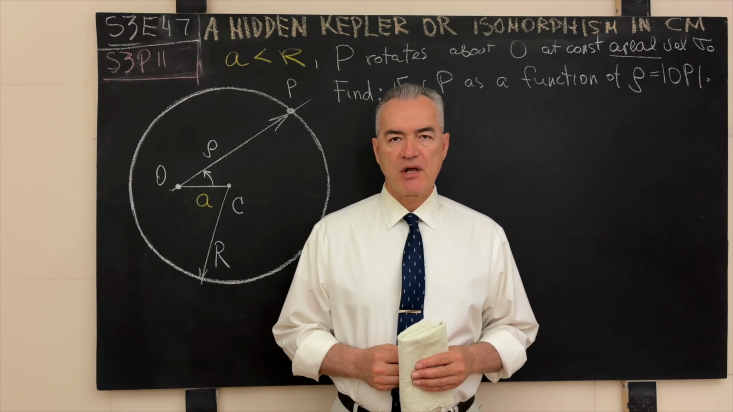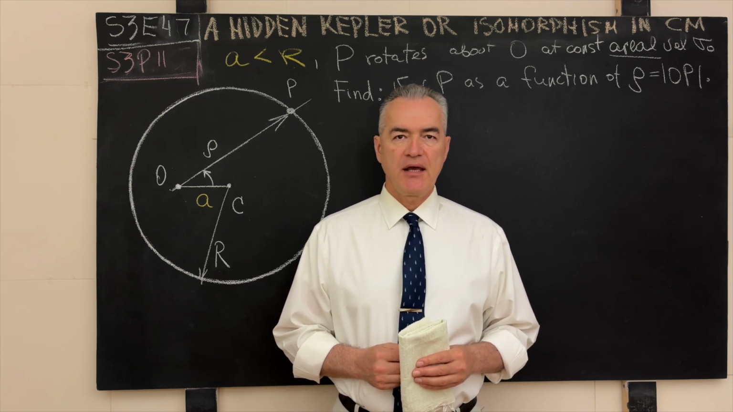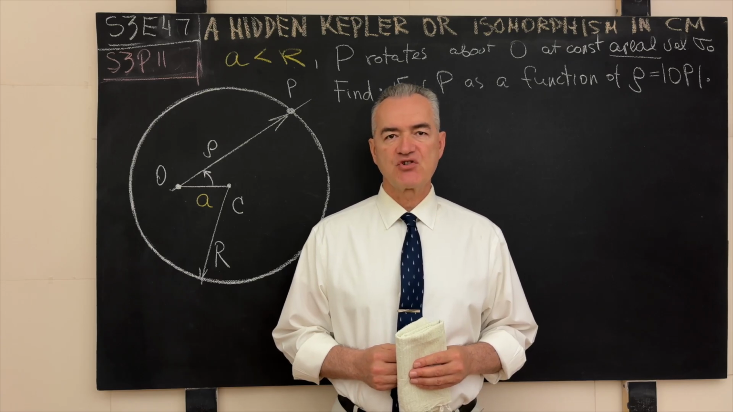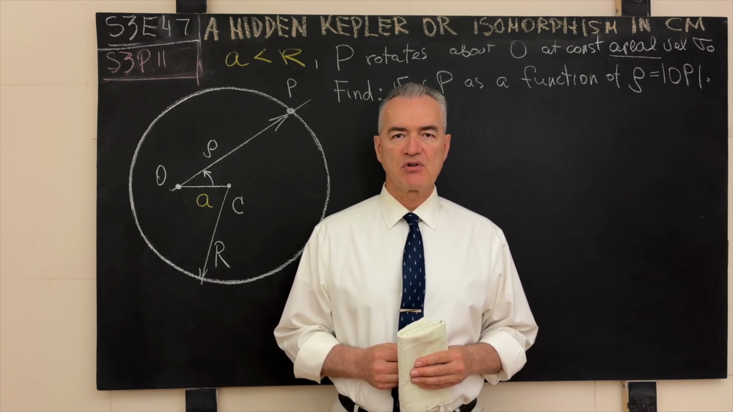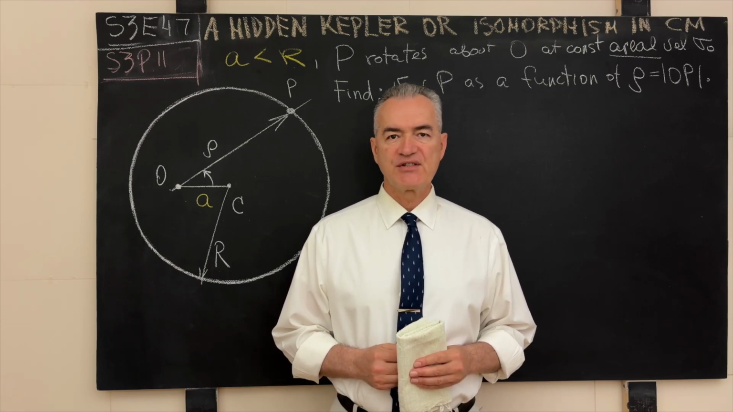Welcome to the Problem Channel Season 3, Episode 47, the episode which I titled A Hidden Keplerian Isomorphism in Celestial Mechanics, because in this episode we will discover how a small and seemingly simple and straightforward problem can encode several hundred years of mathematical battles that led to the development of modern celestial mechanics.